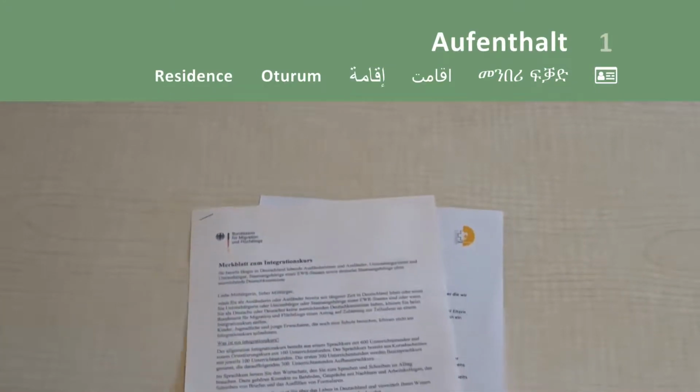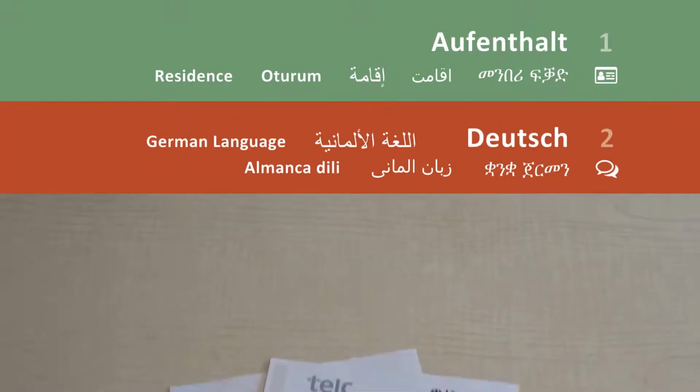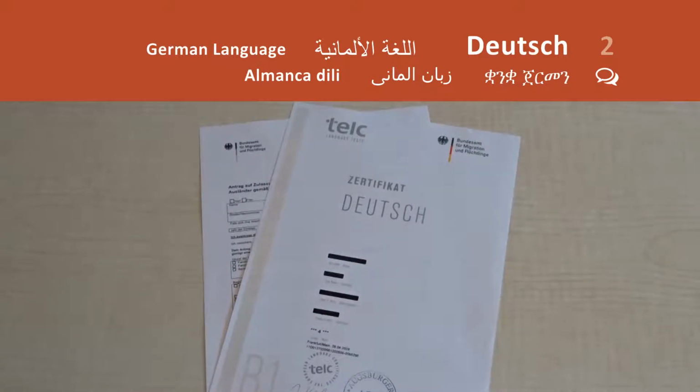Residence. You can use this topic, for example, for letters from Bundesamt für Migration und Flüchtlinge, Landratsamt, or Ausländerbehörde. German language. Here you can collect the BAMF Berechtigungsschein for your German language course, Sprachzertifikate like A1, A2, B1, B2, and so on.